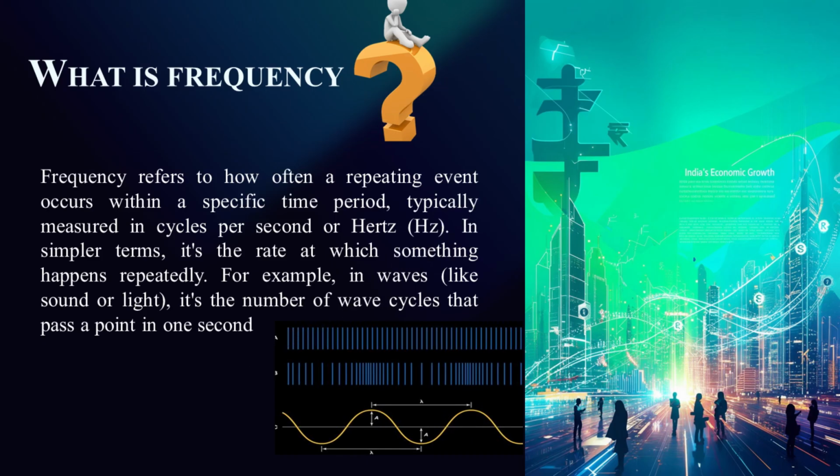What is frequency? Frequency refers to how often a repeating event occurs within a specific time period, typically measured in cycles per second or hertz. In simpler terms, it's the rate at which something happens repeatedly. For example, in waves like sound or light, it's the number of wave cycles that pass a point in 1 second.